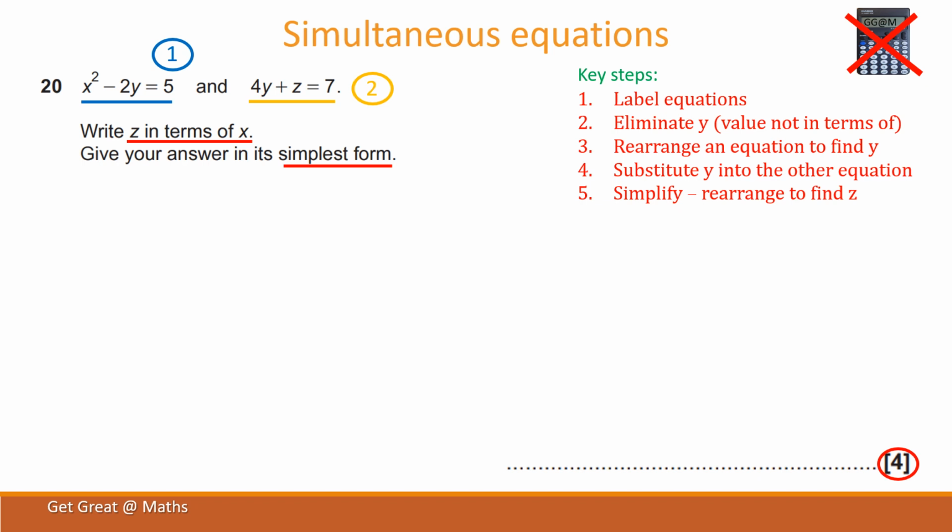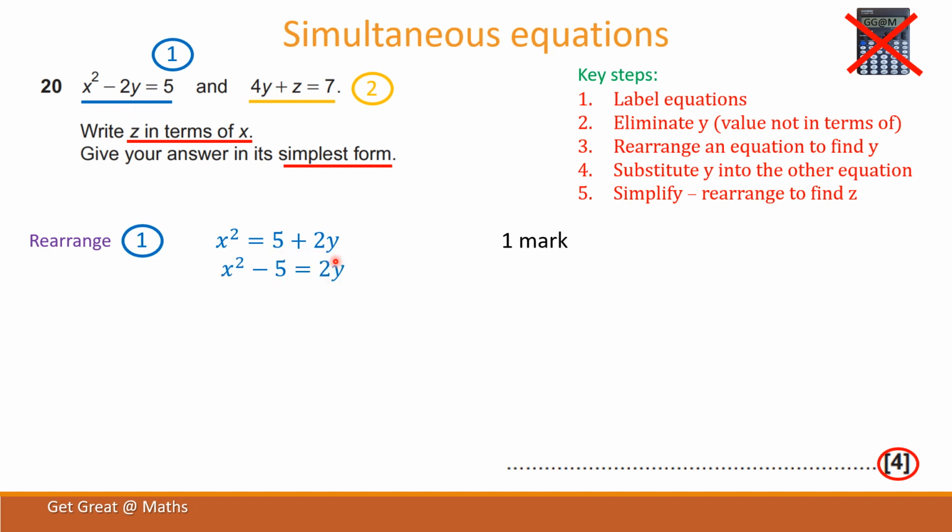So, first of all, we're going to label the equations 1 and 2. So the first equation in blue I've labelled 1, and the second equation in yellow I've labelled 2. I'm now going to rearrange equation 1 to find my y term. So I'm going to add 2y to both sides, and that will give me 1 mark. So I'm going to get rid of that minus 2y, and I'm going to add 2y to both sides, which gives me 5 plus the 2y.